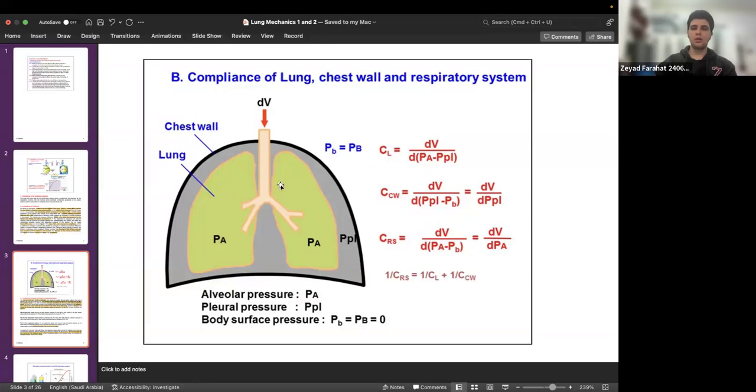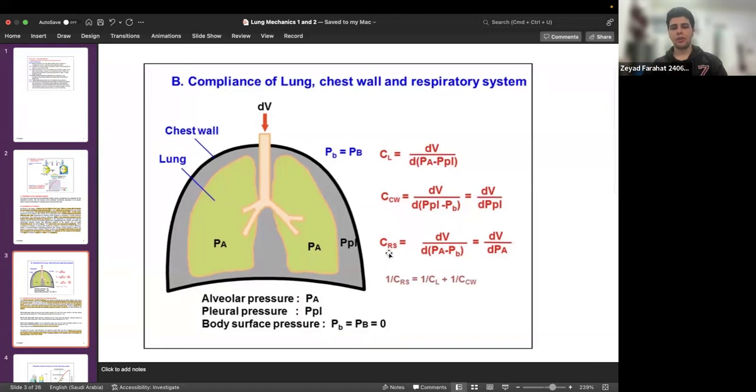So the compliance for the lung on its own, as an organ, we do as the change in volume over the change in pressure between the alveolus and the pleura. This is the stuff we just talked about. For the chest wall, we do the exact same thing, the same idea as the last slide: the pleura minus the atmospheric pressure. And for the respiratory system, we're doing the alveolar minus the atmospheric pressure instead of the pleura. We're just ignoring the pleura and we get the overall compliance.